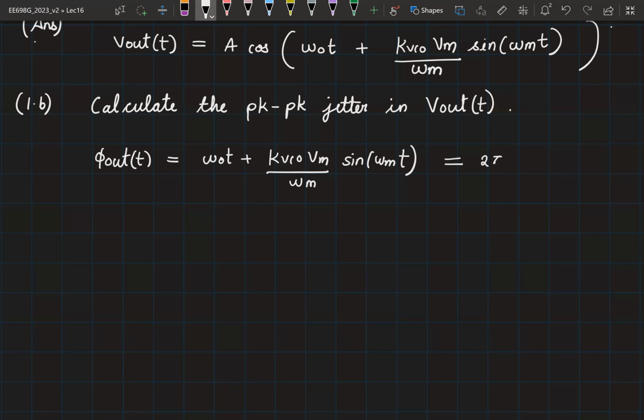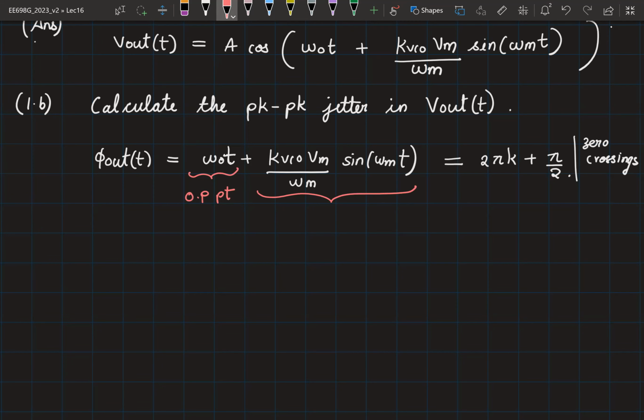So it has to be in the form of 2 pi k plus pi by 2, right? Then you will get zero crossings. Now in the absence of this extra term, these zero crossings would have happened for some value of t. Now that value of t has shifted because of this, right? So in effect, this is going to be my operating point, and this is the additional small signal phase riding that operating point. So this is sometimes called excess phase.